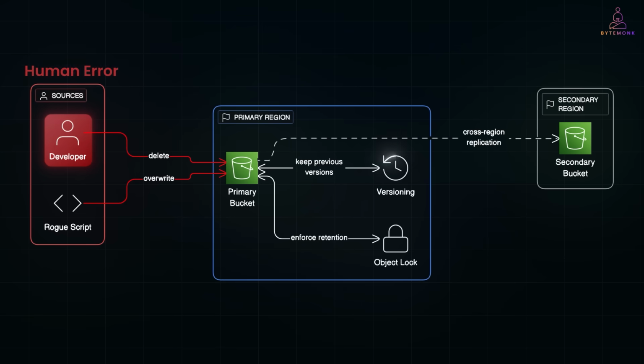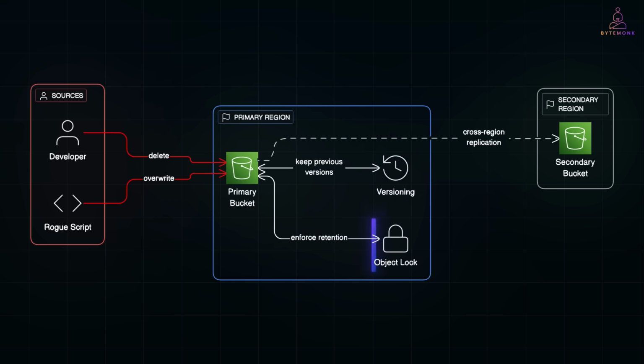The first one, versioning. When you turn on versioning on an S3 bucket, every time you update or delete an object, S3 doesn't actually get rid of the original. It just keeps the old version quietly in the background. So, if you ever delete something by mistake or need to roll back to a previous state, it's all there. It's like having a time machine of your files.